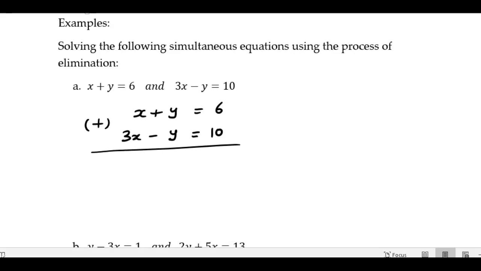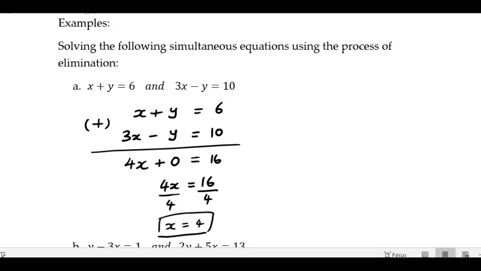We're going to get x plus 3x, which is 4x. Plus y minus y results in 0, therefore we can eliminate y. And then 6 plus 10 is equal to 16. So 4x plus 0 equals 16, or 4x is simply equal to 16. Dividing both sides by 4 gives us the first part of the solution, x is equal to 4.